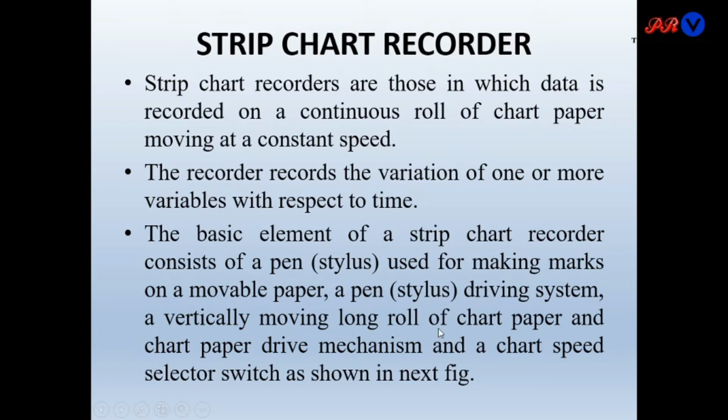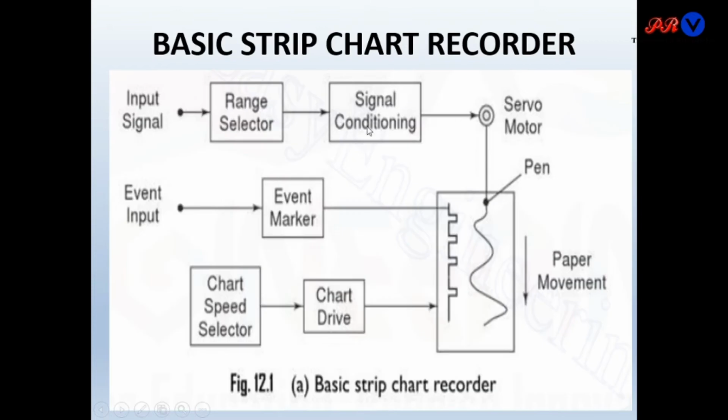Here we also have chart paper which is moving vertically downward or upward, a chart paper drive mechanism which will move the chart paper in the upward and downward direction, and a chart speed selector switch. These basic elements are shown in the next figure. So this is the basic strip chart recorder. Here we have a paper which is moving downward.